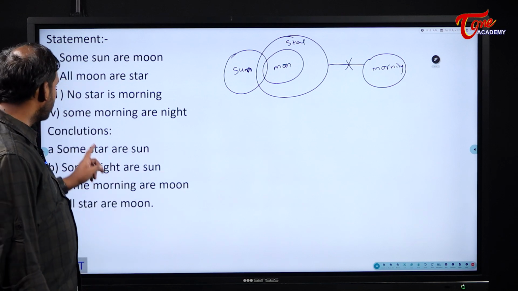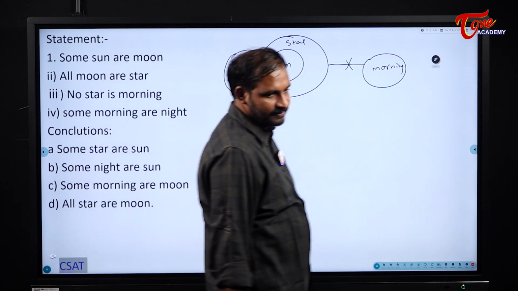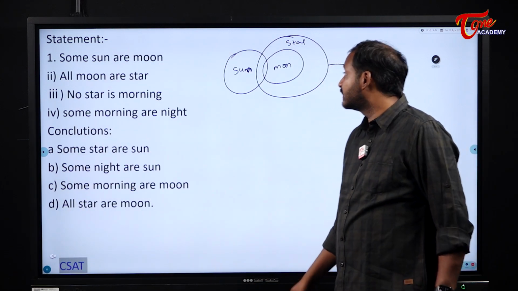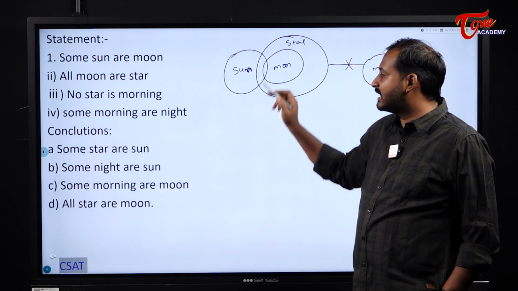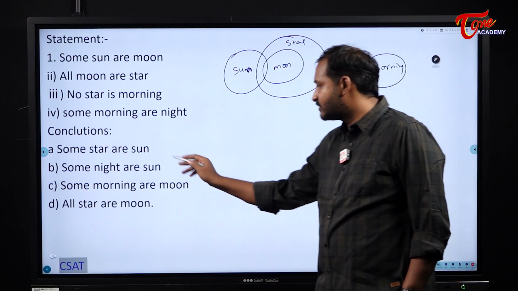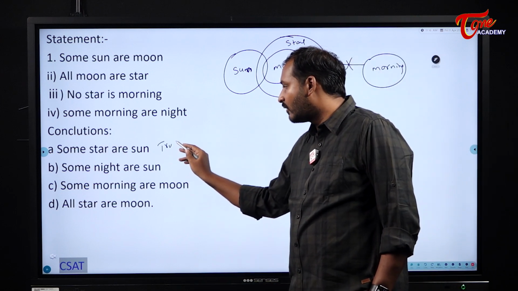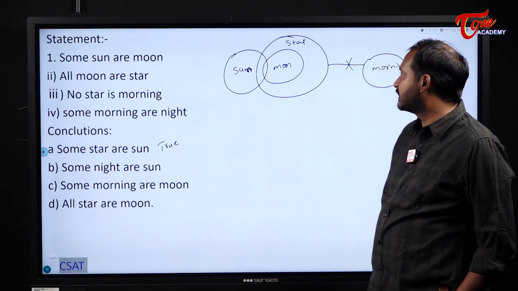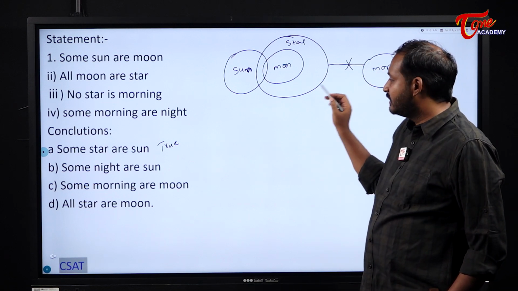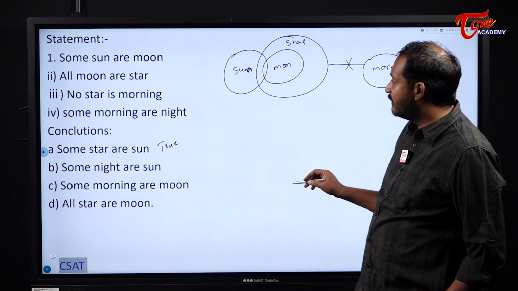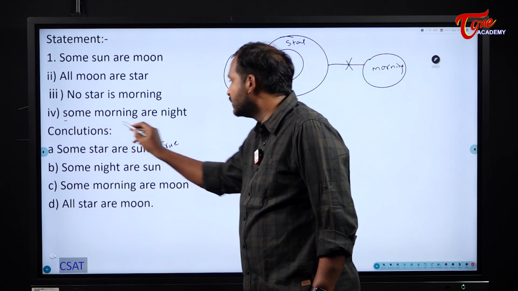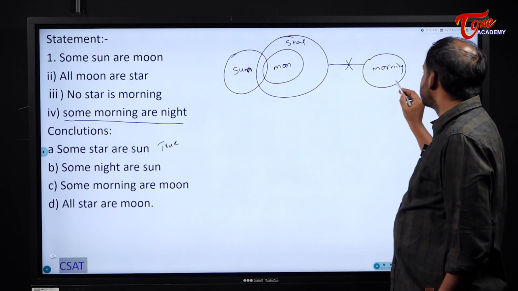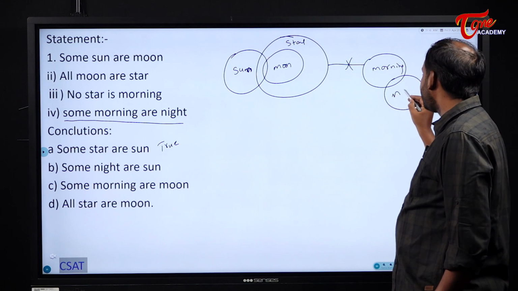Now, first conclusion. Some star are sun. Here, obviously star are intersecting with sun, right? So, that is true, or will follow. Next, some night are sun. Is there any relation between them? Okay, there is one more thing, sorry. Some morning are night.